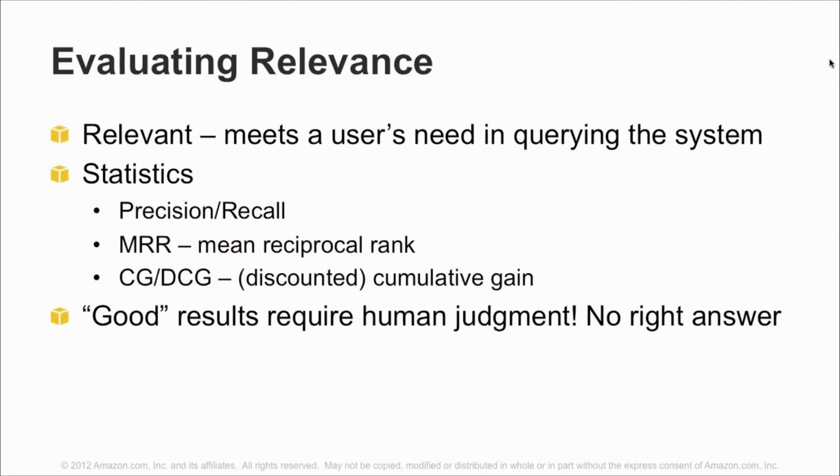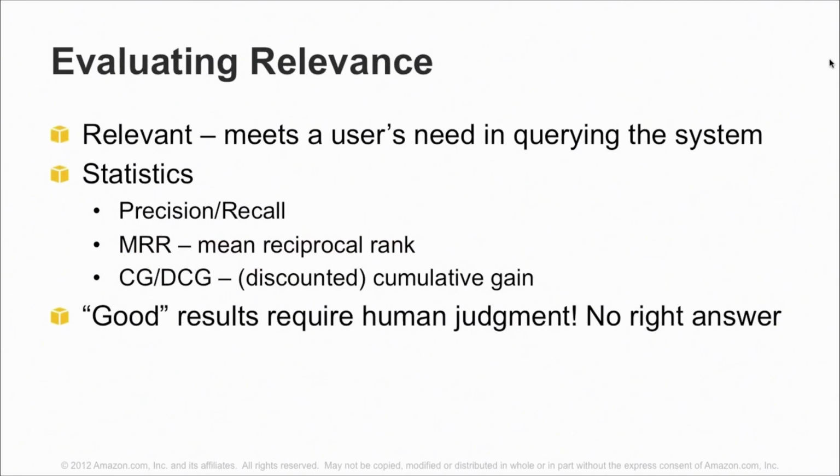So there are a number of statistics that we can calculate, but the overall point is that whether something is relevant is actually a human judgment. There's no statistic that we can calculate that absolutely states whether something is relevant. If I just type shoes, I have a particular need, and whether my need is met depends more on that need than on an absolute criterion that we can apply. Even for all of these statistics, they are based on human judgment.